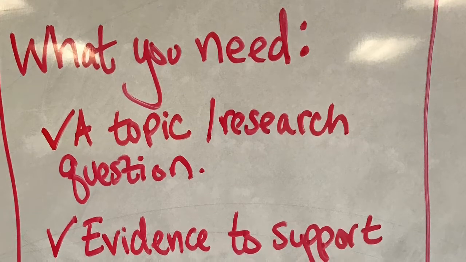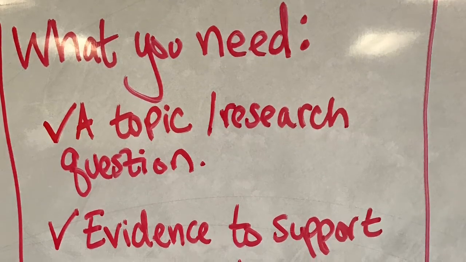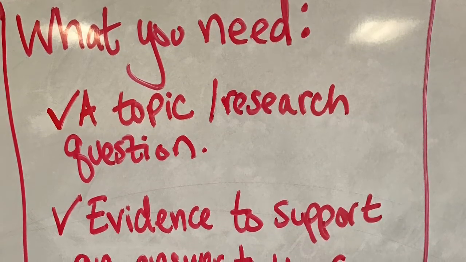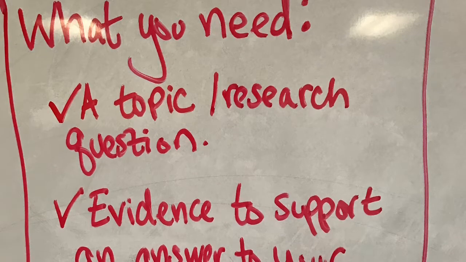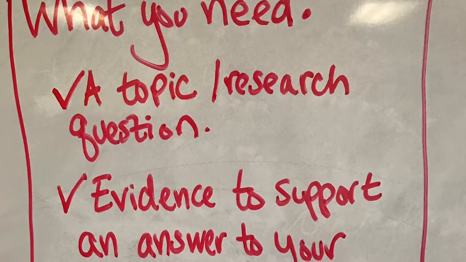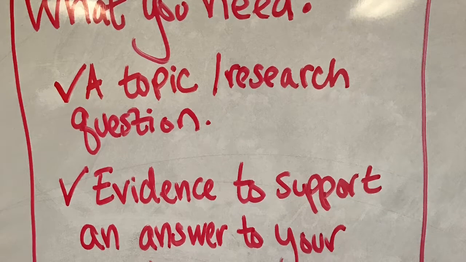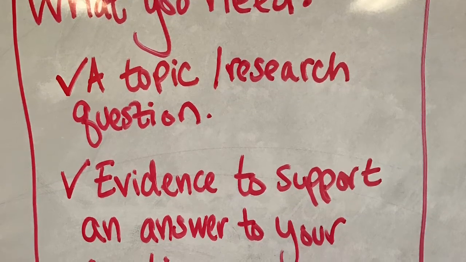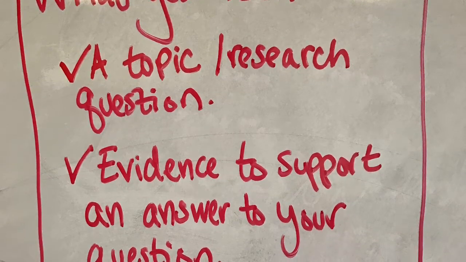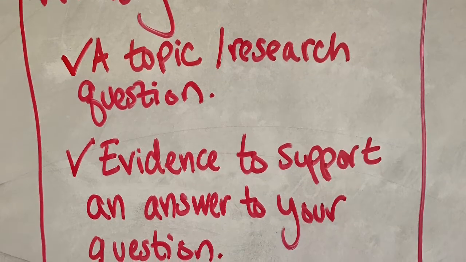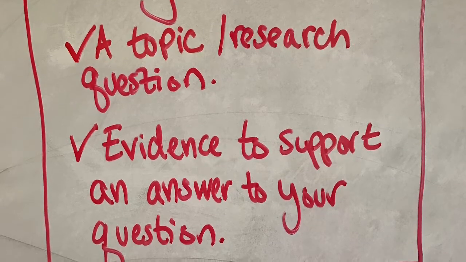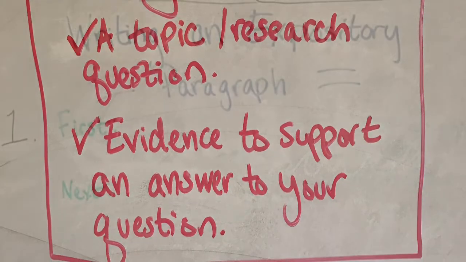You will need a topic. Sometimes that's provided for you. You may need to develop a research question. If you're writing an analysis essay, your research, quote unquote, question may be something to the effect of, what is one reason that supports my thesis? If you're writing a research paper, you might have a topic such as Rosa Parks, and you may have a research question that's something like, what was Rosa Parks' childhood like? You also will need to find evidence to support an answer to your research question.